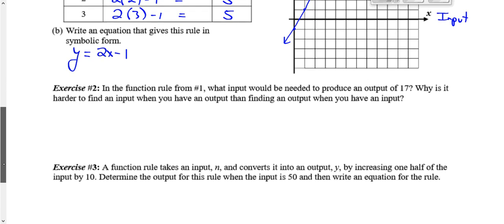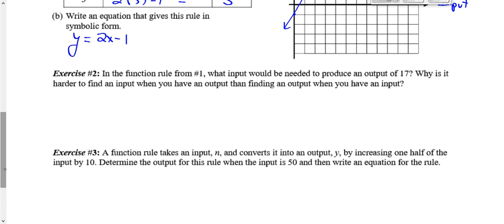Okay, let's go to exercise 2. In the function rule from 1, what input would be needed to produce an output? What input, what X would be needed to produce an output Y of 17? So what are they asking us to do here? Solve for X. That's all they're saying in a different way, right? Solve for the input that would have an output of 17.